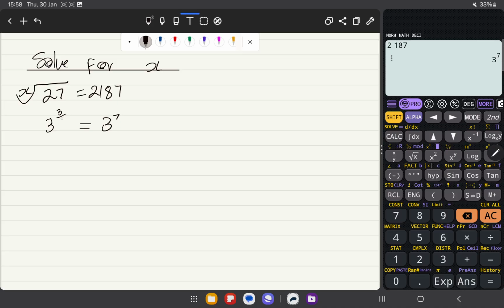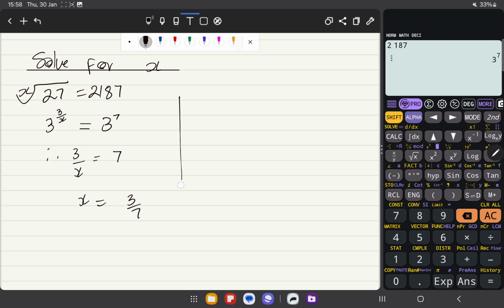3 to the power of 3, and then it's going to be over x. That x is the one there on the radical sign. We have the same base, which means our exponents have to be the same, so 3 over x is equal to 7. And simply, the answer is going to be 3 over 7. You just swap 7 and x, and then you have your answer, right?